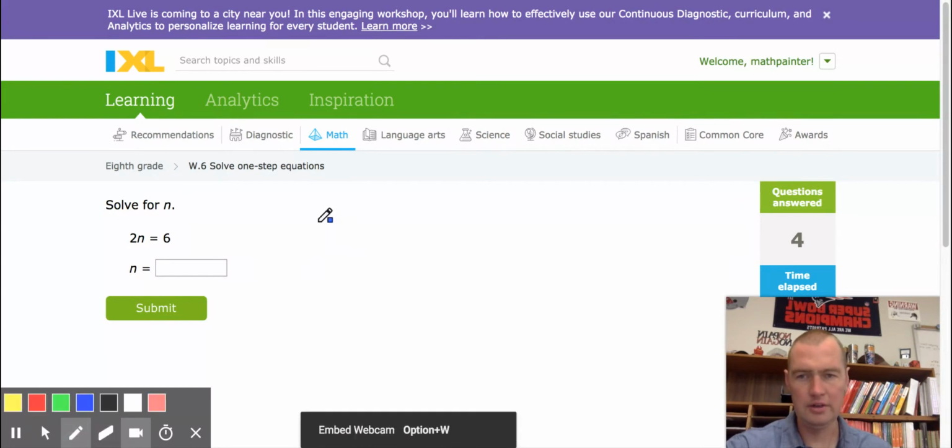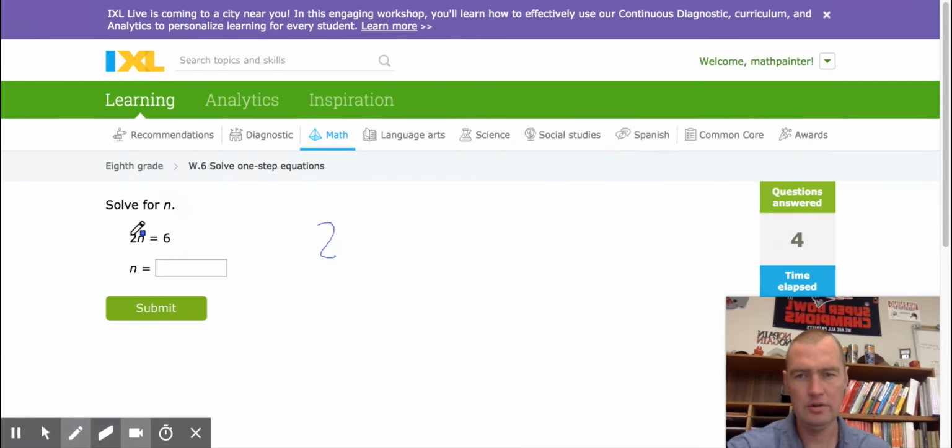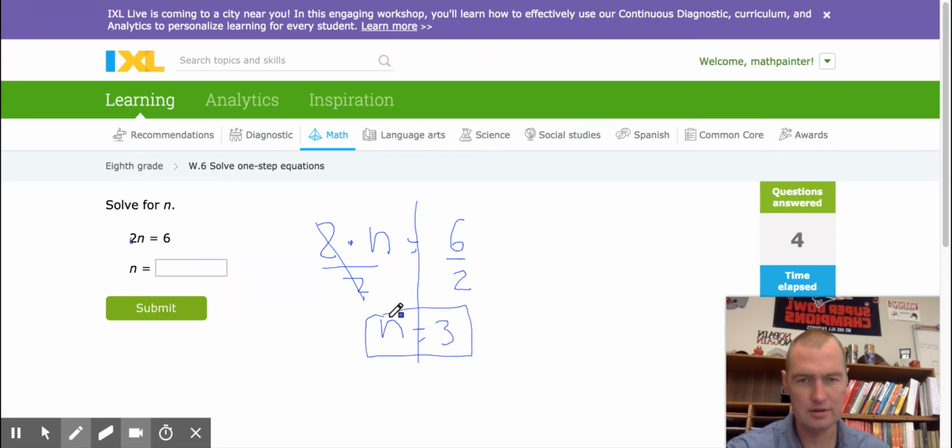All right, next equation, we got 2n. So we got a coefficient, which is the number, and the variable. So that's 2 times n equals 6. And now what we're going to do is take the opposite. The opposite of multiplication is divide by 2, and n equals, so 2 cancels out to 1, n divided by 1 is n. 6 divided by 2 is 3. Awesome.